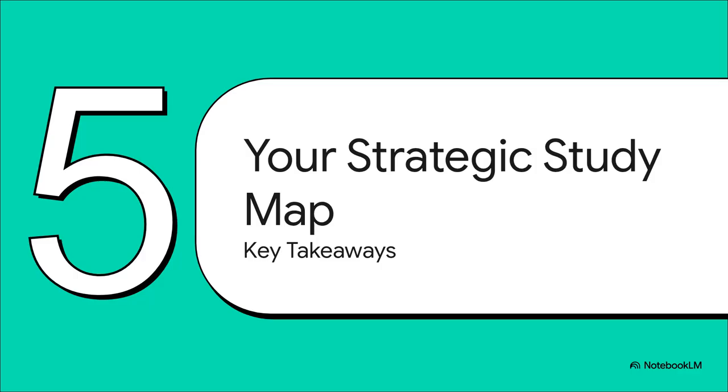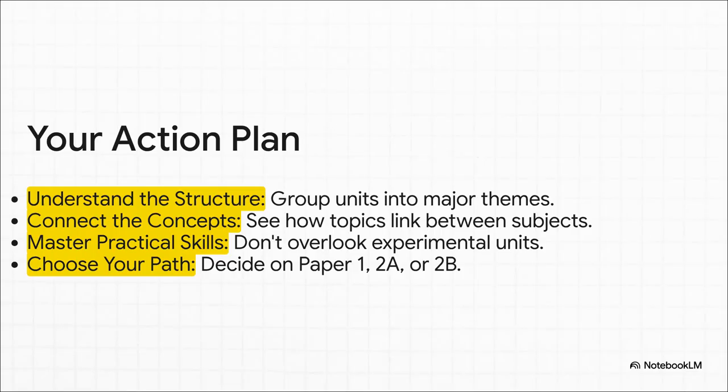Phew! Okay, we've covered a ton of ground. We've dissected all 3 core subjects and peeked into the specialized papers. So now let's pull all this great information together into a clear, strategic map to get you started on your journey. Here are the 4 big takeaways for you. Number 1, understand the structure. Don't see a list of 20 things, see 4 big ideas. 2, connect the concepts. See how calculus from math is the language of physics. 3, master those practical skills. They're in the syllabus for a reason. And finally, 4, choose your path. Knowing whether you're aiming for engineering, architecture, or planning changes your entire game plan.